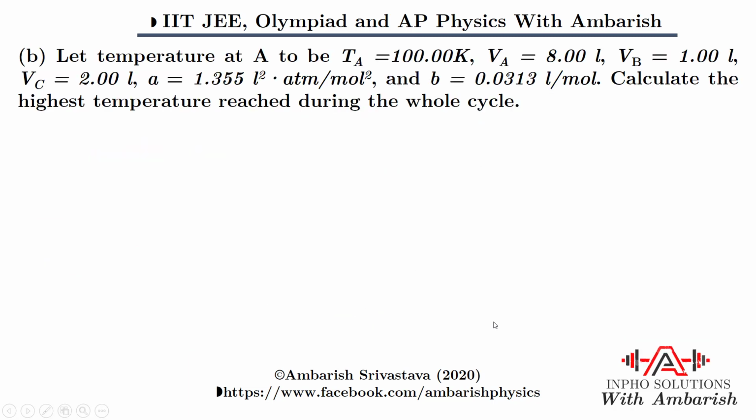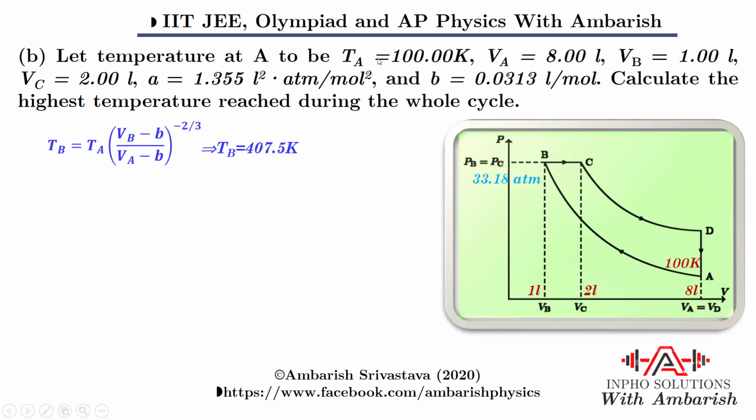So now what is asked in the next part? Let the temperature at A be Ta. So temperature at A is given as 100 Kelvin. Okay, this is given in the problem itself. Va is 8 liters. So here the volume is 8 liters. That is also given in the question itself. Vb is 1 liter. This is also given in the question itself. And Vc is 2 liters. So this volume Vc is also given in the question itself. Values of a and b are given in the question. And calculate the highest temperature reached during the whole cycle.